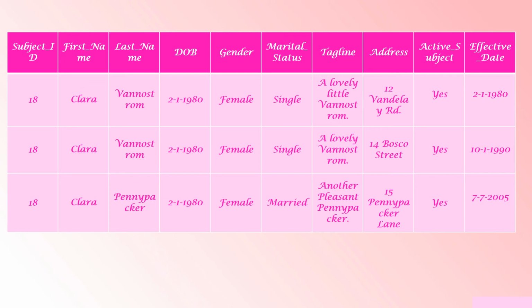We have a row for Clara with an effective date of 2/1/1980, which is the same date as she was born, so this is her very first row. Notice she has a different last name. We have another row for Clara with an effective date of 10/1/1990. It looks almost exactly the same as the previous row, but the address is different, so Clara must have moved. Lastly, we have a row with an effective date of 7/7/2005. In this row, the address is different and Clara's last name is different, so it looks like Clara may have gotten married.